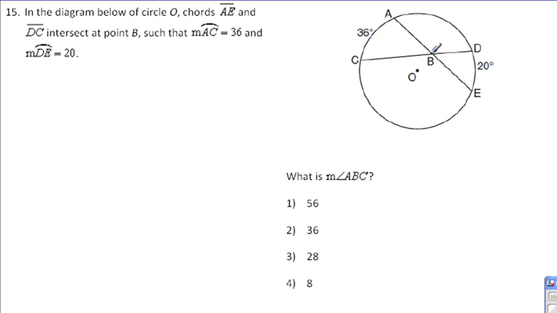Alright, so we're looking for angle ABC. That angle is found by the average of those two. So we have 36 plus 20 divided by 2 would have been our angle in between, which now is equal to 28.